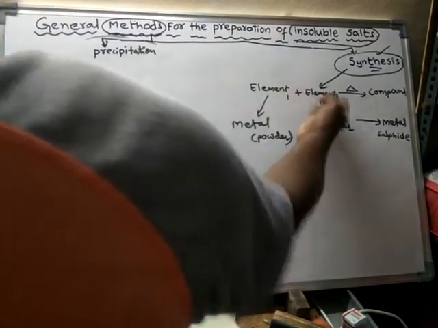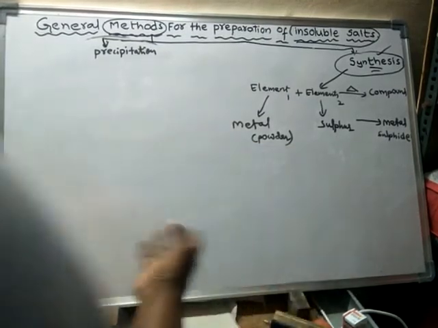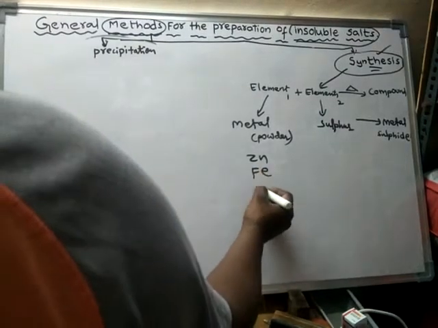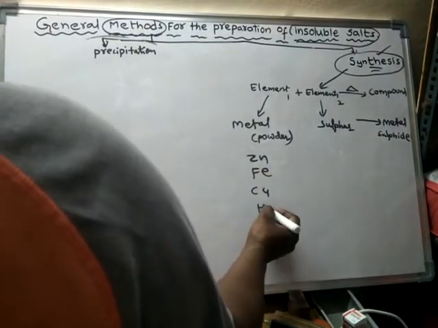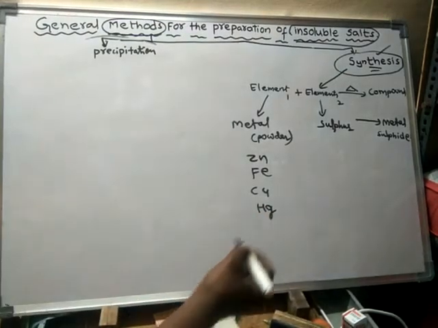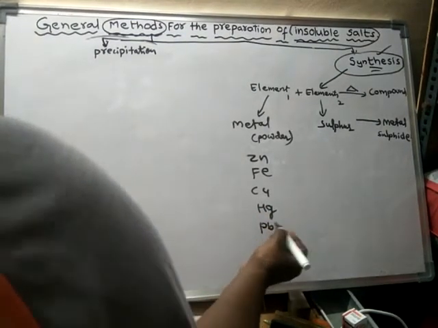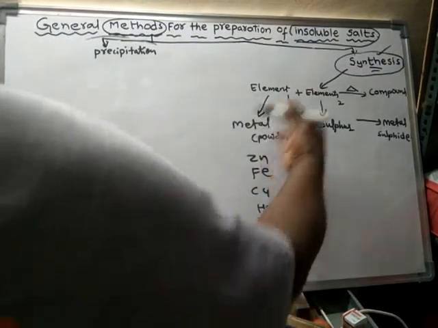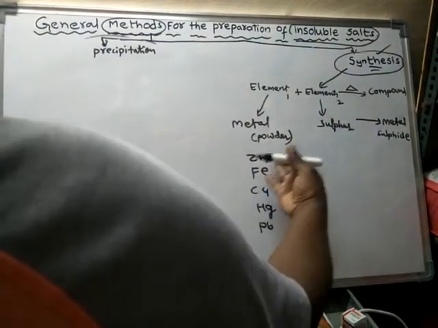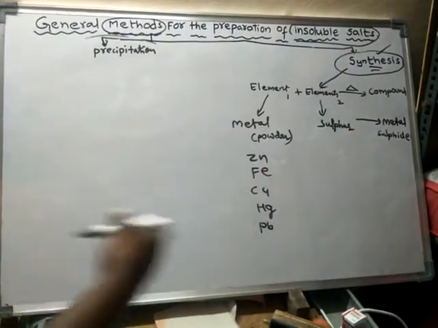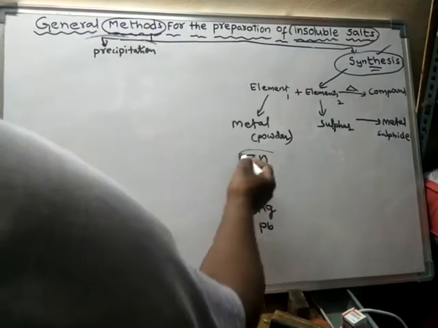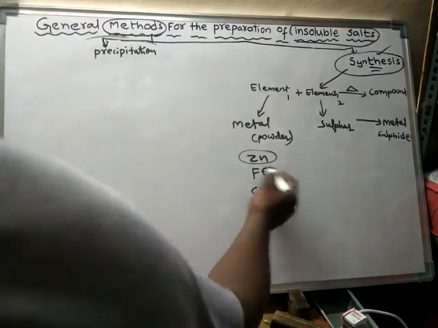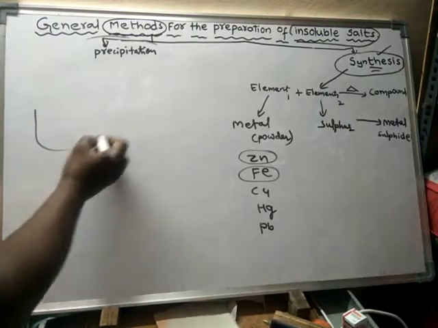This is an example where any metal may be taken, maybe zinc or iron or copper or mercury or lead, anything. So how do we prepare this? What is the method of preparation? Now we learn the method. First take a known amount of zinc, or anything. Let us take iron.